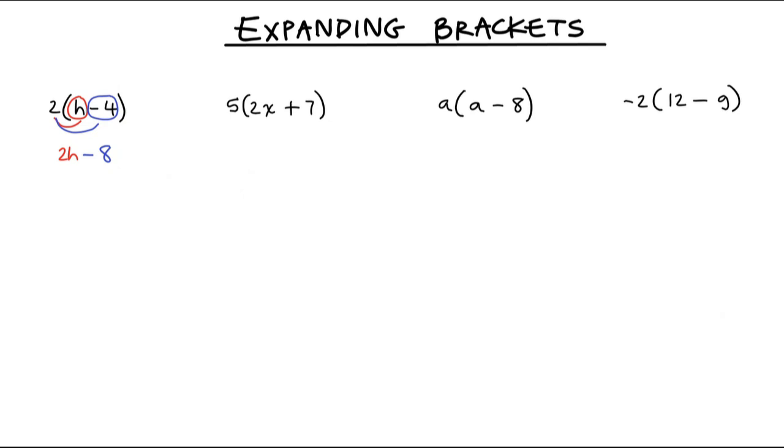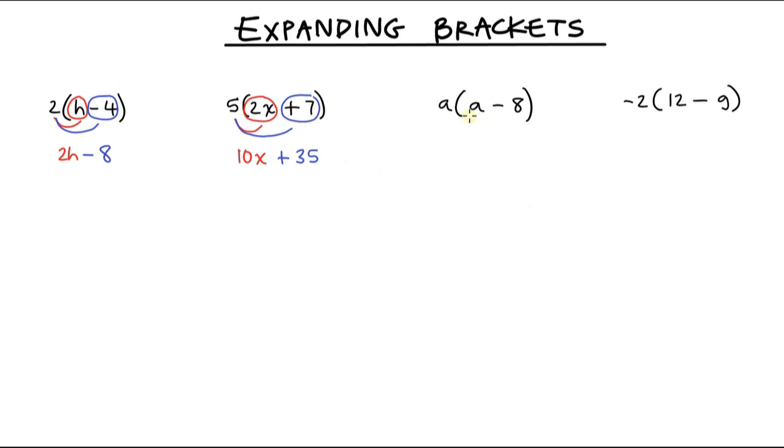So let's do the second one. This time we're going to take 5 and we're going to multiply it by the 2x. That's my first term. And then we're going to multiply it by the positive 7. So 5 times 2x will give us 10x. And then the second one, 5 times positive 7, which is positive 35. So my answer is 10x plus 35.